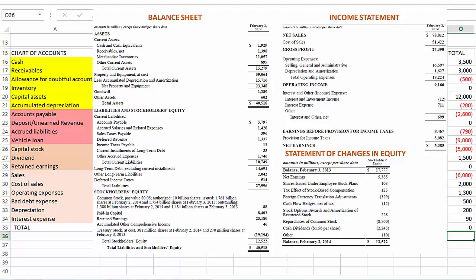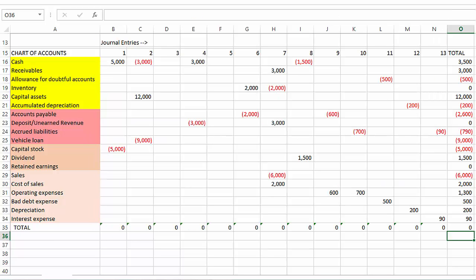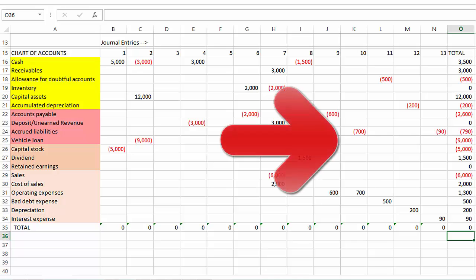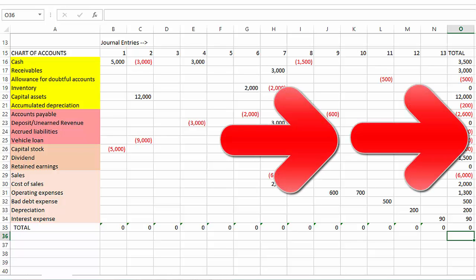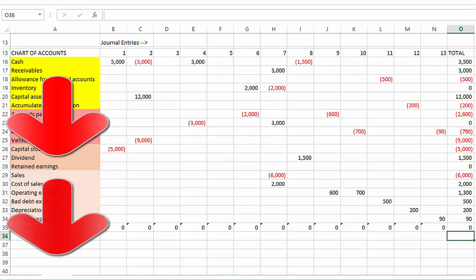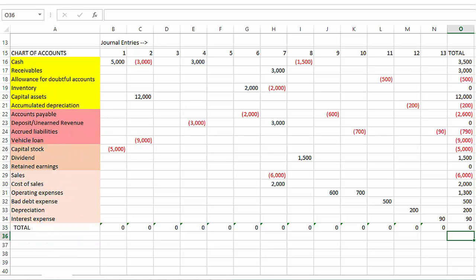Except that instead of 13 journal entries, imagine hundreds of millions of columns to the right and probably hundreds of thousands of rows down the left. But at the end of the day, it's the same methodology.